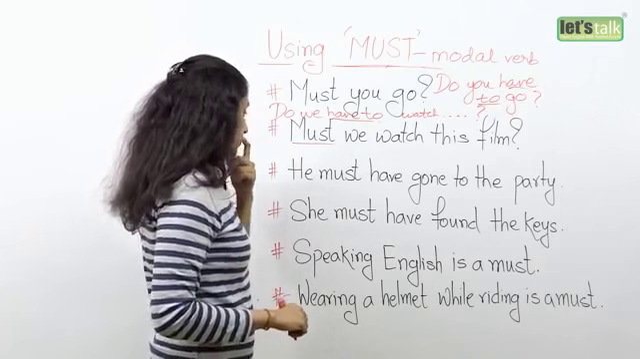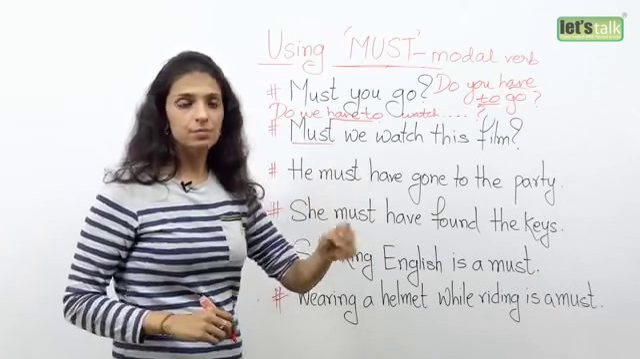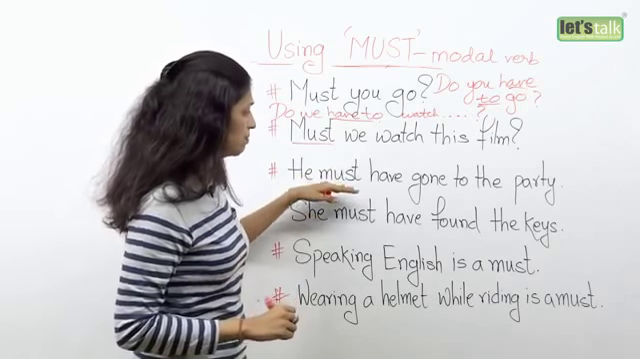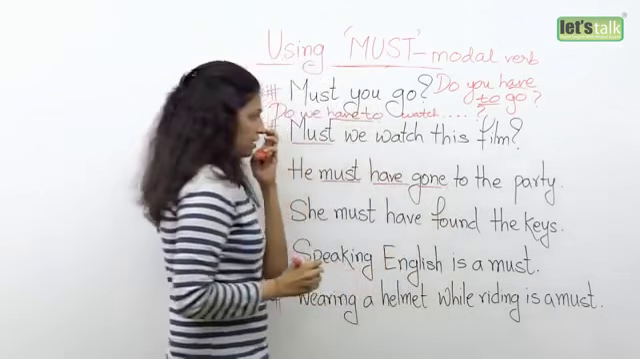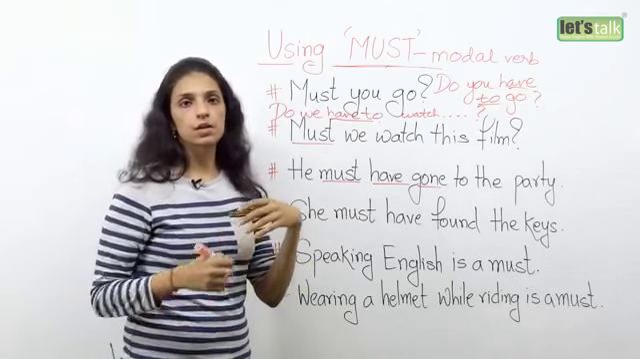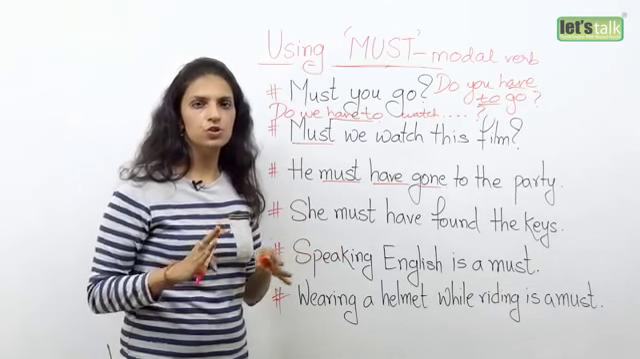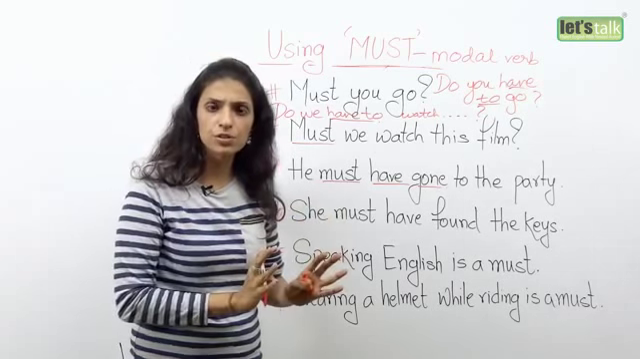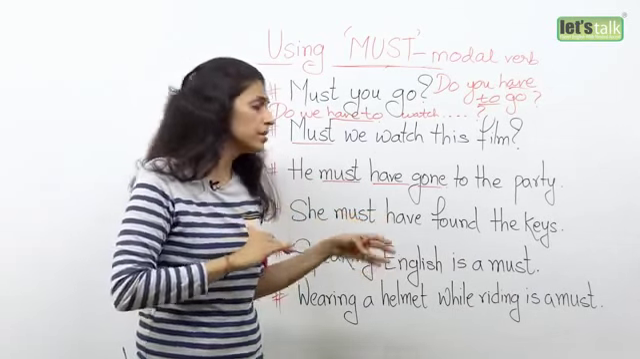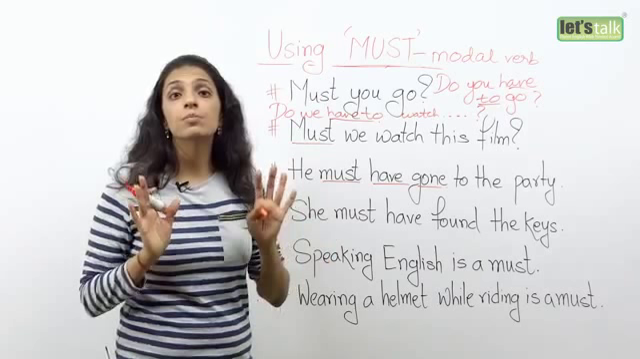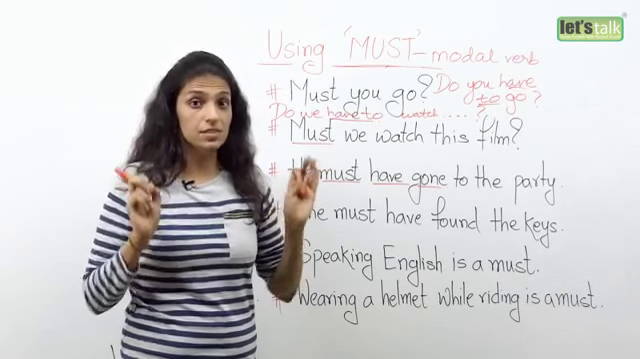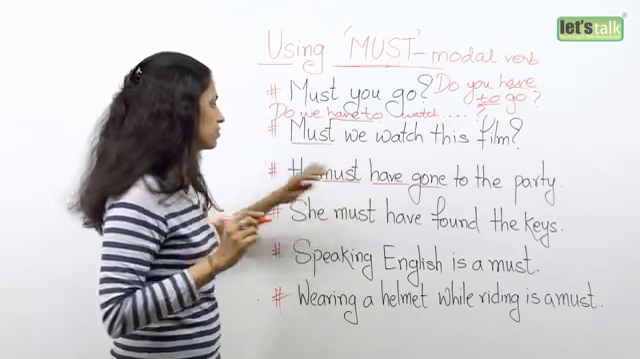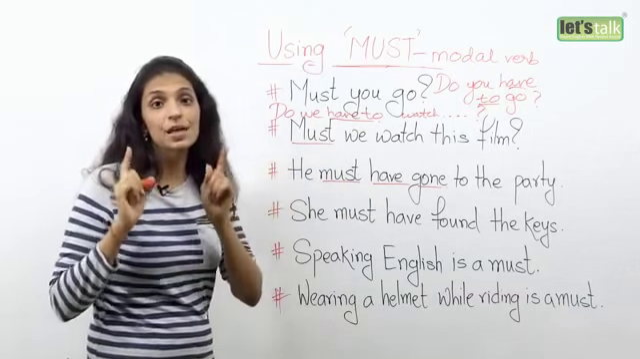Now, using must with the past participle. If I say he must have gone to the party, first of all, remember we are talking about something in the past, and you're not sure. So last night he must have gone to the party. Must have gone to the party. A past probability, you're not 100% sure. There is a probability that he must have gone to the party, but remember it's in the past.